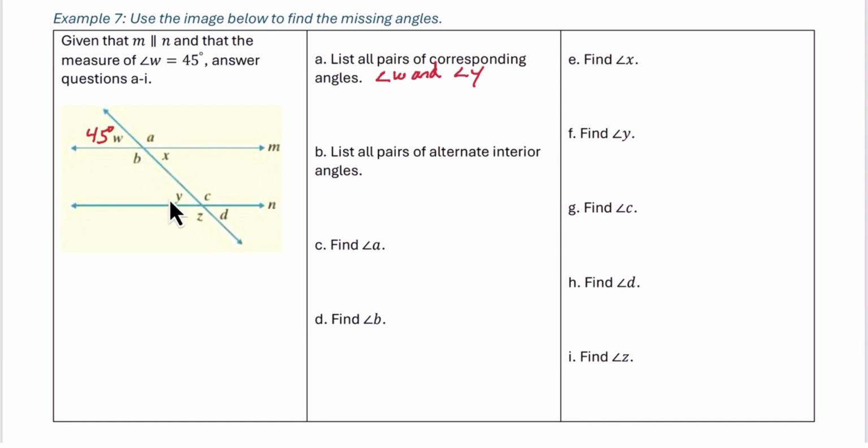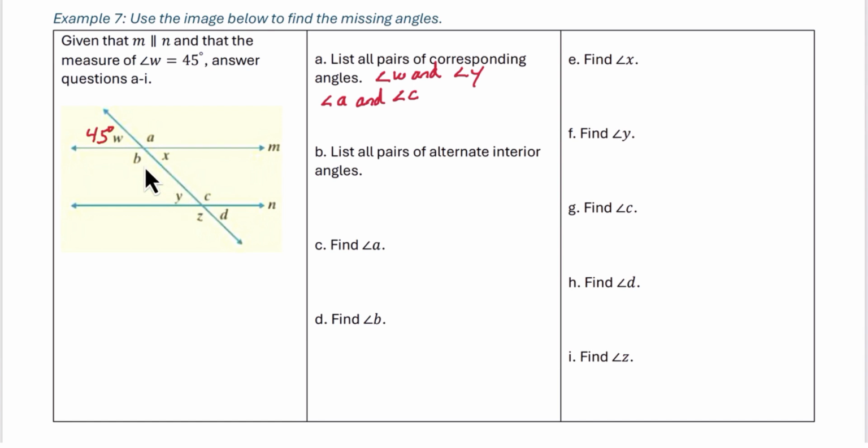If we focus on angle A and angle C, they are corresponding angles. They're on the same side of the transversal. They're both on the right side of the transversal, and they're both above their corresponding parallel line.